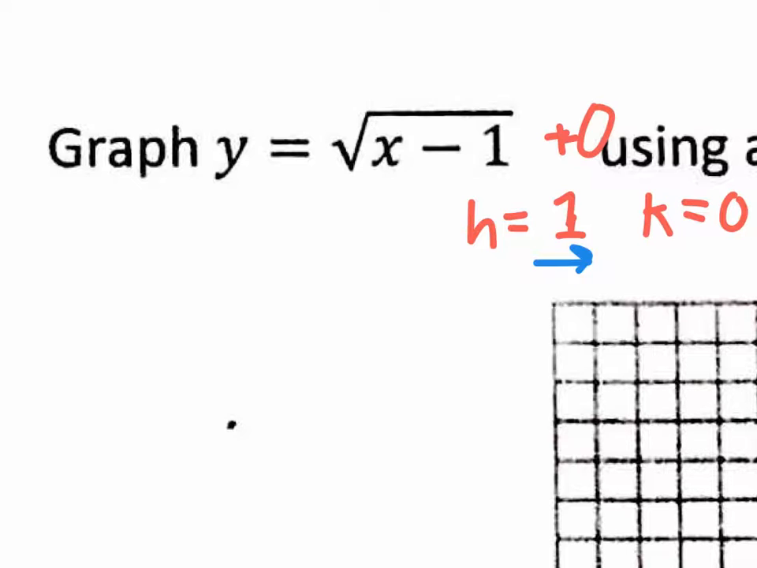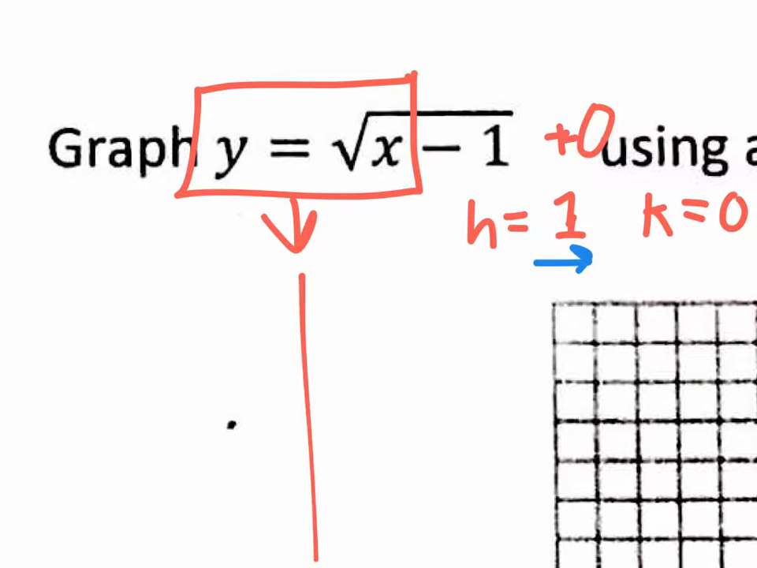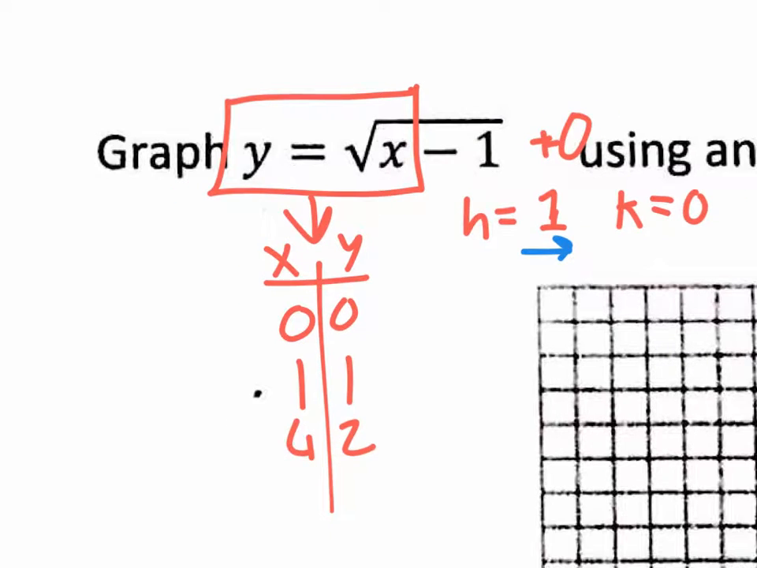Now, what I recommend is for you to ignore h and k after identifying h and k, and just make an xy table for these guys. So your xy table for the above function without the h and k: the square root of 0 is 0, the square root of 1 is 1, the square root of 4 is 2. Let me zoom out a little.